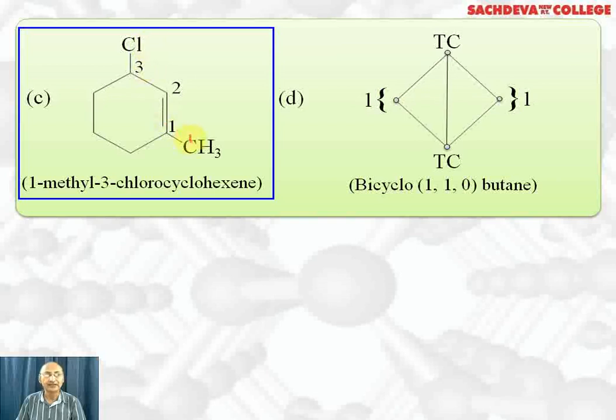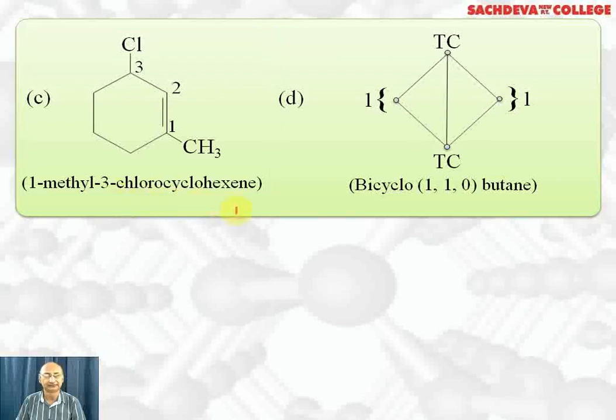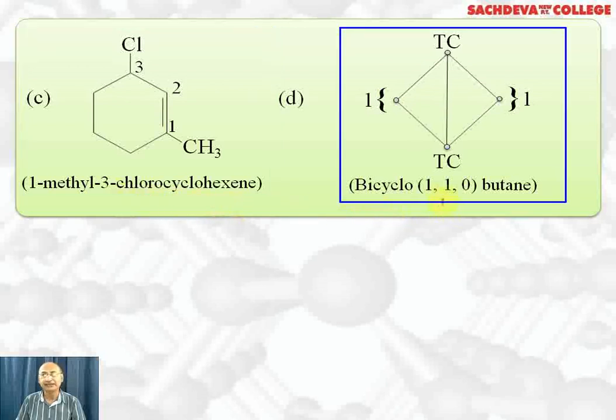So 1-methyl, why have we preferred? Because the double bond is attached to the first carbon, it will be given preference over halogens. So we have 1-methyl, 3-chlorocyclohexene.